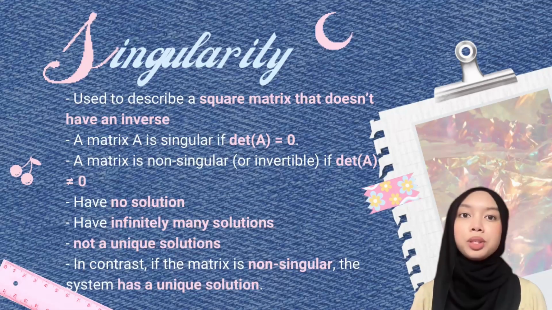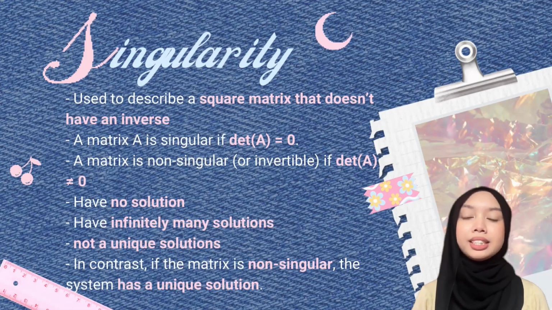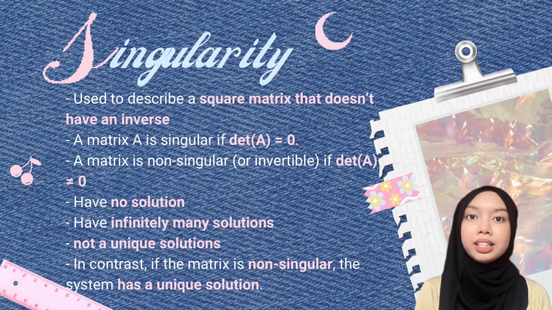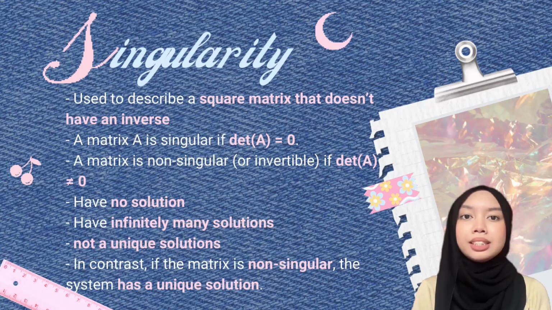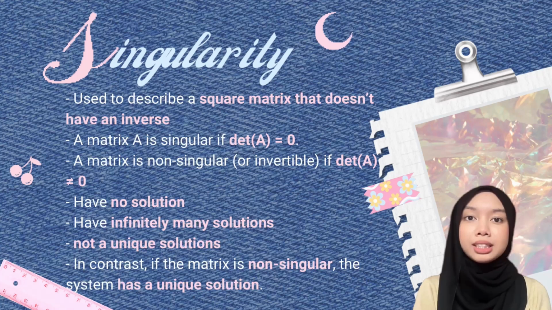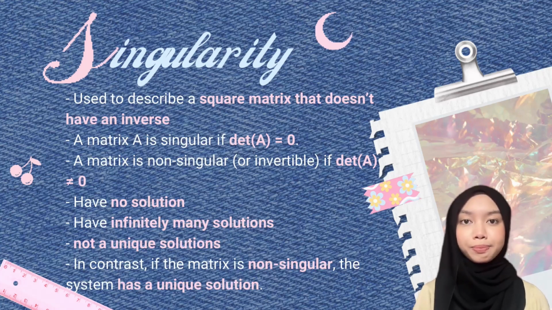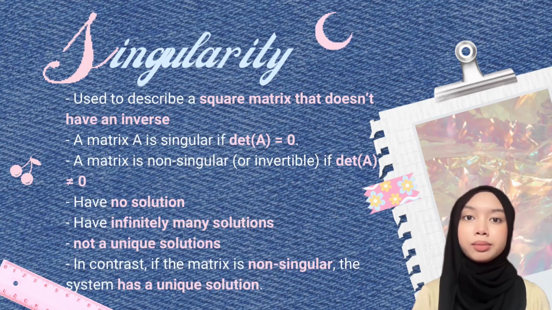Now, I will briefly explain the concept of singularity in linear algebra. What is a singular matrix? A matrix is called singular when it does not have an inverse. In technical terms, a square matrix A is singular if its determinant is 0. If a matrix is singular, it means we can't solve the system of equations using the inverse method. The system may have no solution or infinitely many solutions, but not a unique one.